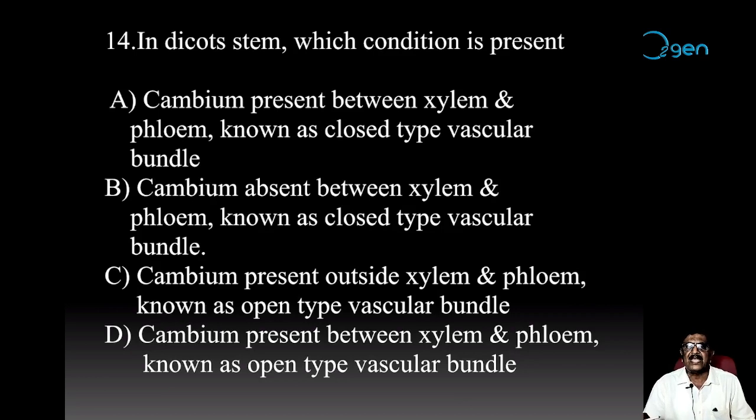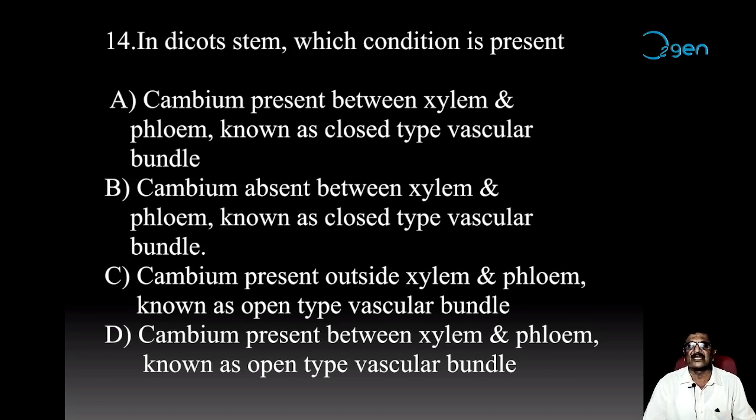14. In a dicotyledonous stem, which condition is present? A. Cambium is present between xylem and phloem, known as closed type of vascular bundle. Wrong. When the cambium is present between xylem and phloem, it is called open type. B. Cambium is absent between xylem and phloem, known as closed type of vascular bundle. Statement correct, but it is not a correct answer.